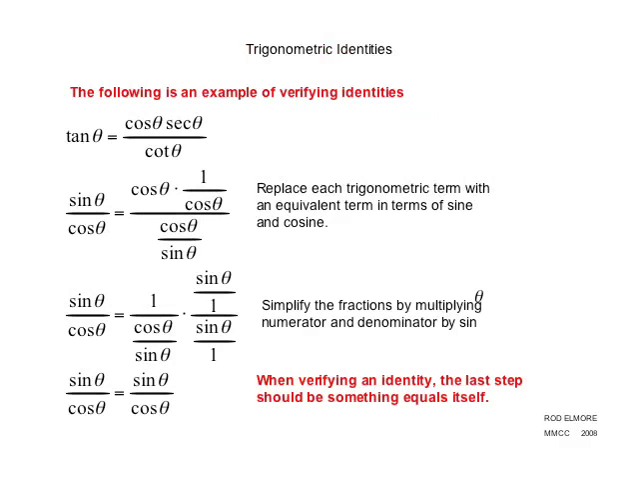And we did reach our goal. We ended up with sine theta over cosine theta equals sine theta over cosine theta. So we've finally got the last step to be exactly the same. So therefore it shows that it's an identity because no matter what you put in place of theta, the left side would be equal to the right side.